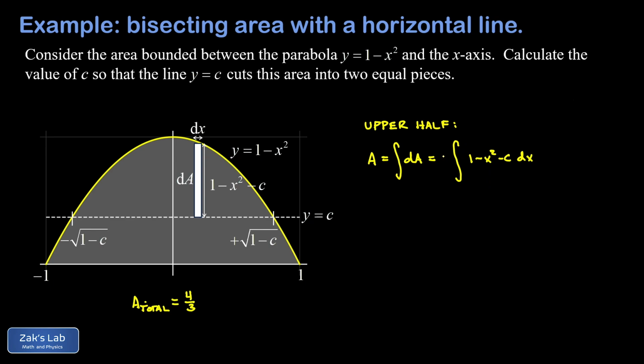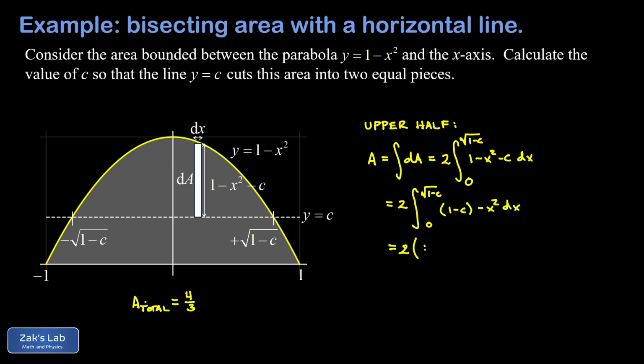But I might as well right now use the same symmetry trick and just add up from 0 to the positive square root of 1 minus c, and then double the result because I have symmetry about the y-axis. Now when I get into this integral, it's advantageous to collect the constants separately from that quadratic term. So the constant there is 1 minus c, and then I have a minus x squared and dx.